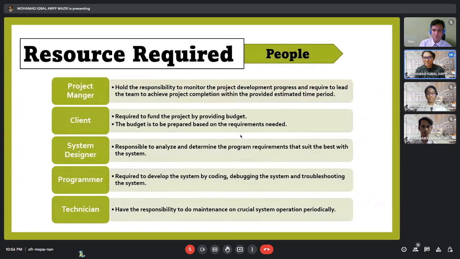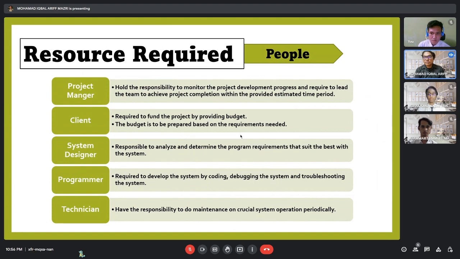So next, the resources required, people. The project manager holds the responsibility to monitor the project development progress and is required to lead the team to achieve project completion within the estimated time period. The client is required to fund the project by providing a budget. The budget is to be prepared based on the requirements needed.